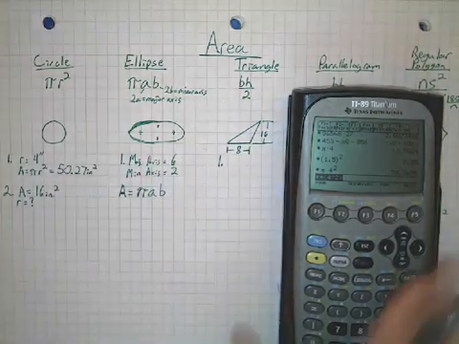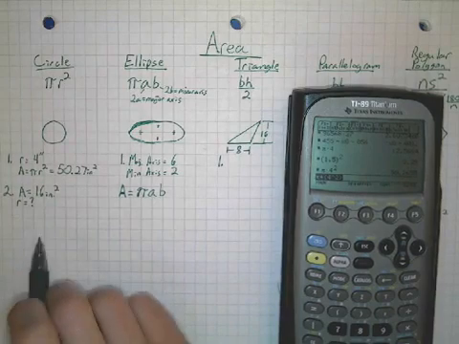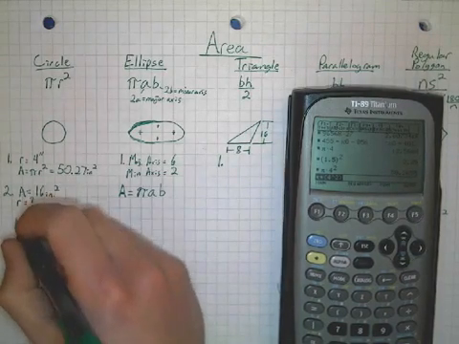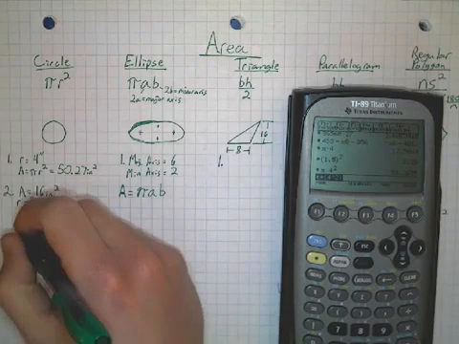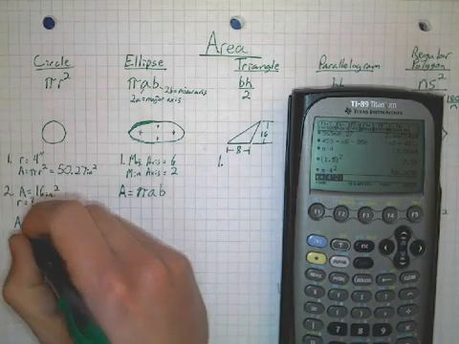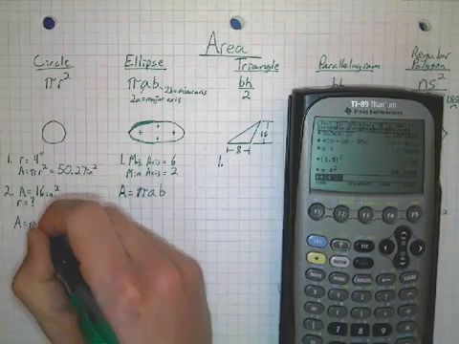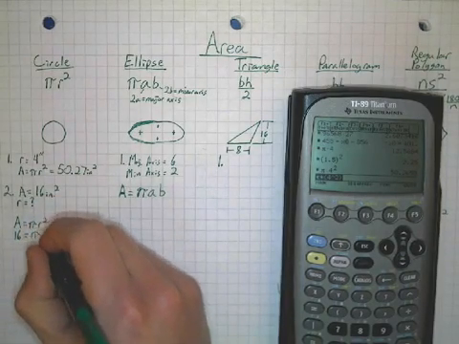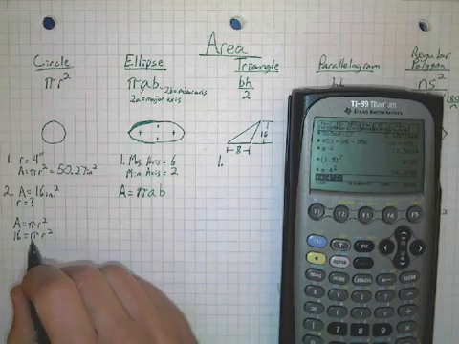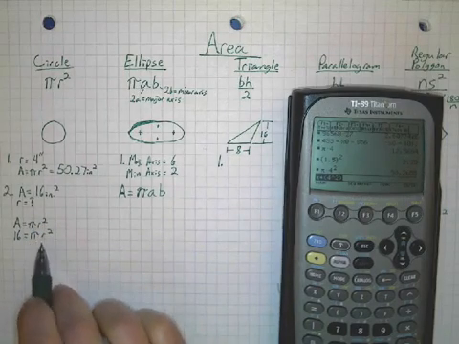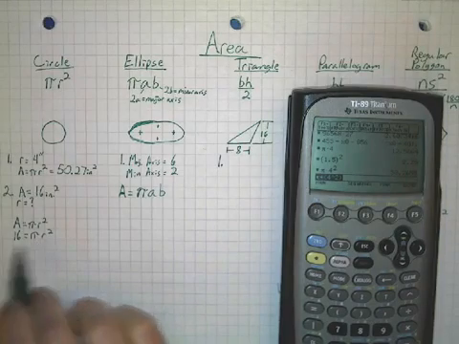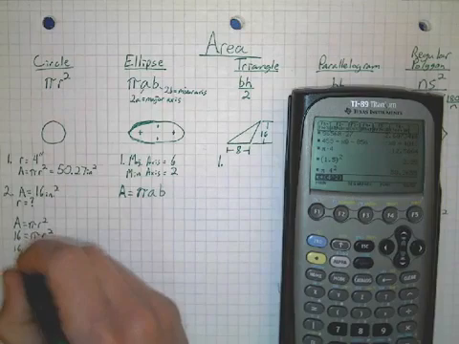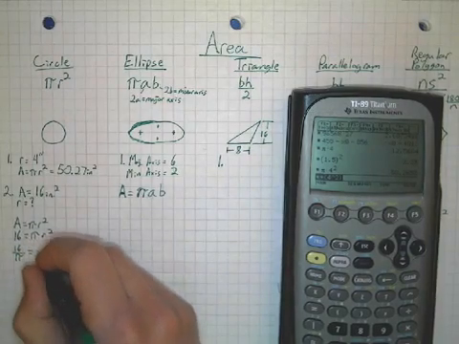Okay, so let's look at our second problem. If my area is equal to 16 inches squared, I need to find the radius. How do I solve for that? Well, we're going to do our algebra and say area equals pi r squared. So 16 is equal to pi r squared. To solve this, the first step we need to do is divide by pi on both sides. So we'll have 16 divided by pi is equal to r squared.